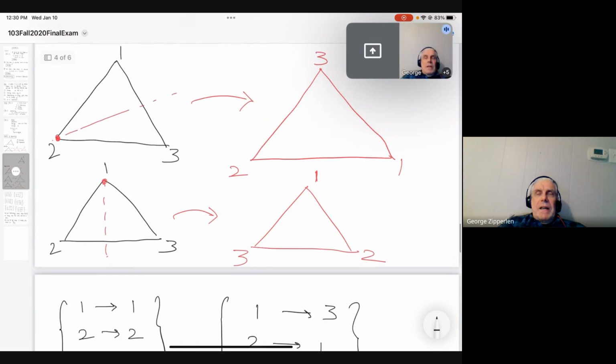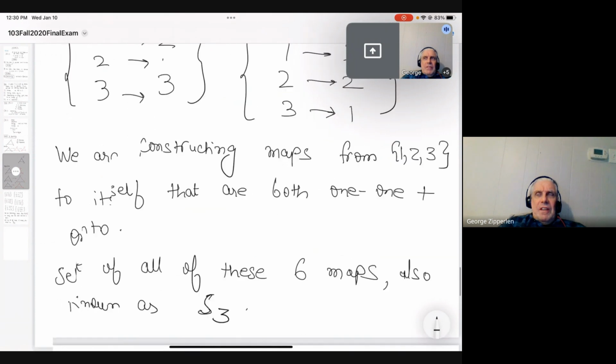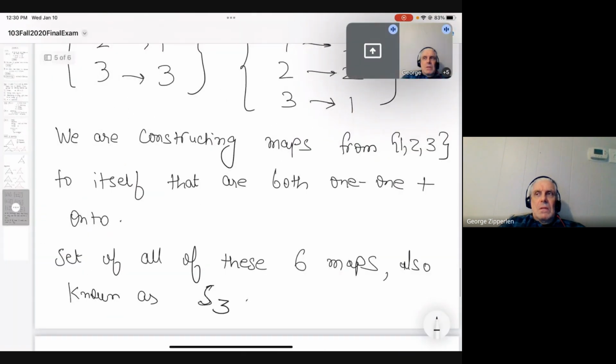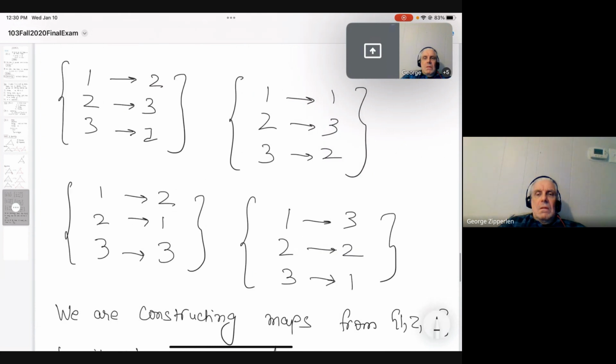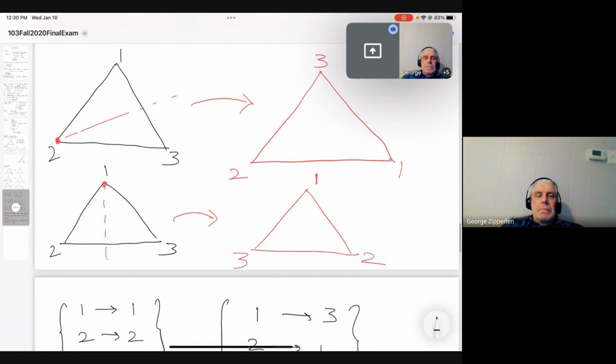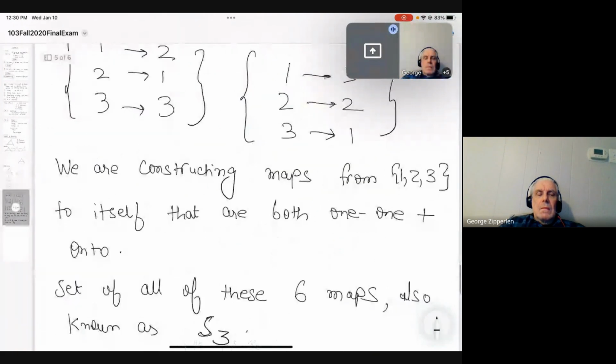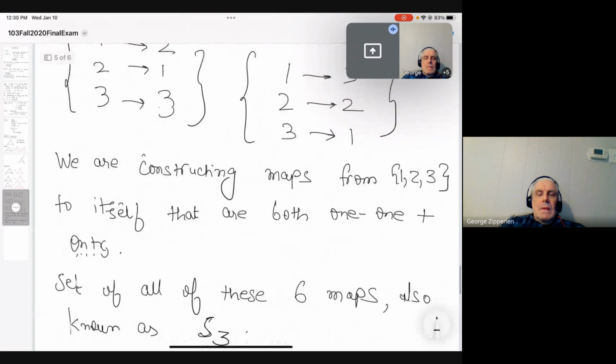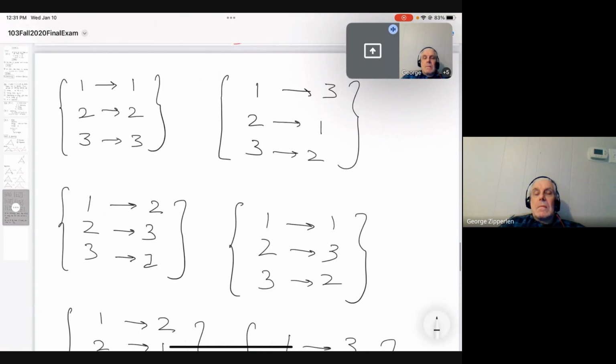You were talking about whether it's surjective and injective, both. Oh, okay. So what I was saying was, if you look at this set of symmetries of this triangle that we just constructed, another way to think of this would be that we are constructing maps from this set 1, 2, 3 to itself, right? But I don't want just any map. I want my map to be both one-to-one and onto. And I was just explaining what one-to-one means.